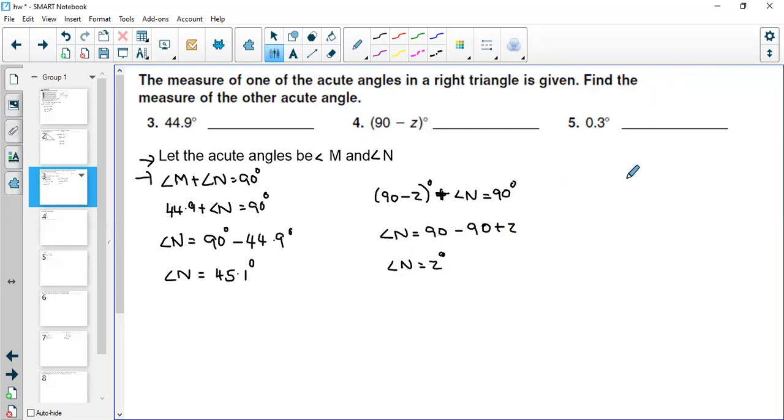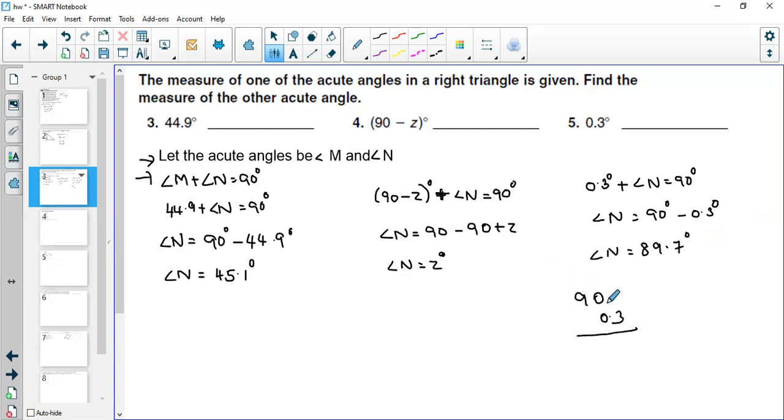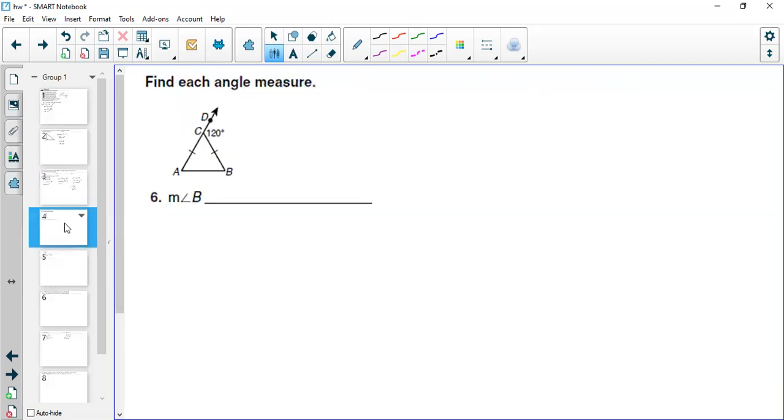Okay, for here again, those 2 steps you need to say. Then you can start off with 0.3 degrees plus angle N equals 90 degrees. Now angle N is going to be equal to 90 degrees minus 0.3 degrees. Angle N is going to be 89.7 degrees, because 90 minus 0.3 will give you 89.7. You might ask how. This is how. If you subtract, you will get 89.7. All right, so let's move to another question.